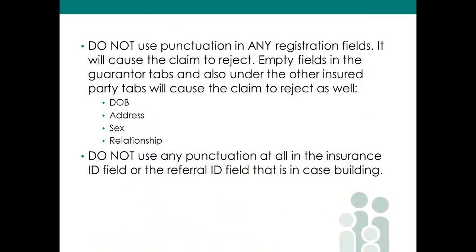And just as a reminder, do not use punctuation in any registration fields. On the billing side, this will cause the claim to reject. Empty fields in the guarantor tab and also under other insured party tabs will cause the claim to reject. So you want to make sure you have in date of birth, address, sex, and relationship. Additionally, don't use any punctuation in the insurance ID field. For example, some insurances have a dash in it with the numbers, so just omit the dash. And same with the referral ID field that is in case building.